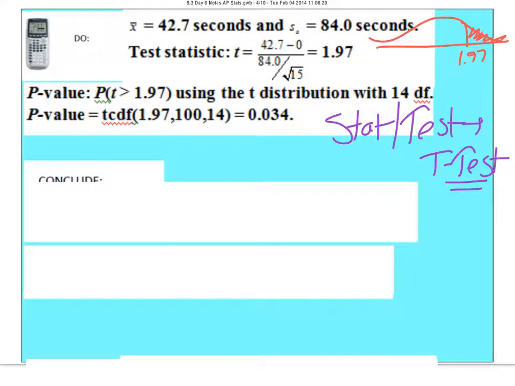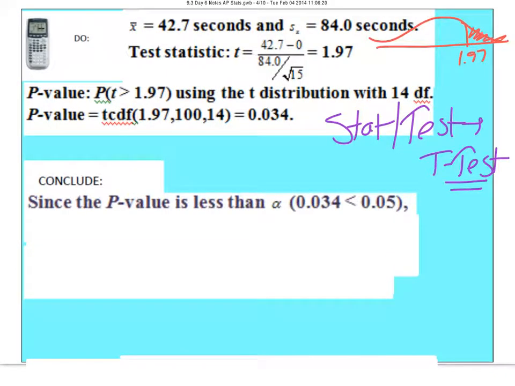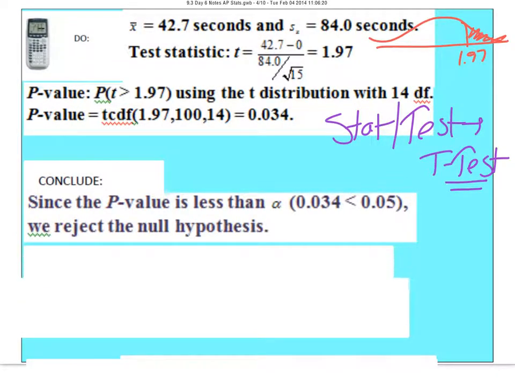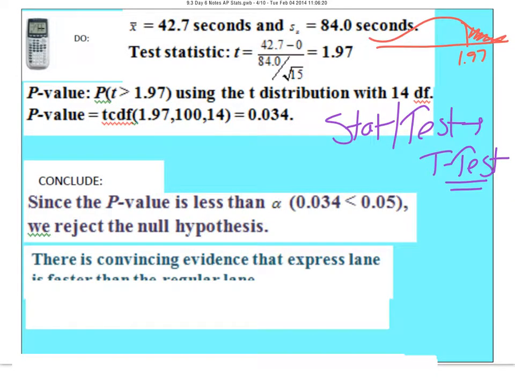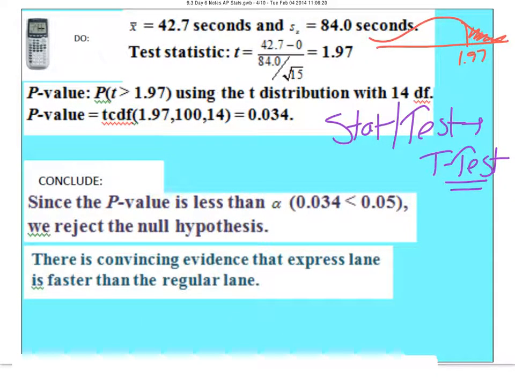And you'll put in the information accordingly, and you should get the same result. Let's make our conclusion with alpha being 5%. We're going to say since the p-value is less than alpha, that is 0.034 is less than 0.05, we reject the null hypothesis. And from there, we can conclude there is convincing evidence that the express lane is actually faster than the regular lane, or conversely, that the regular lane is slower than the express lane, what you could also say.